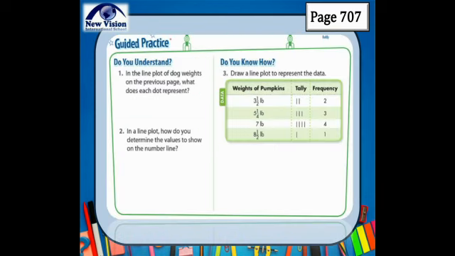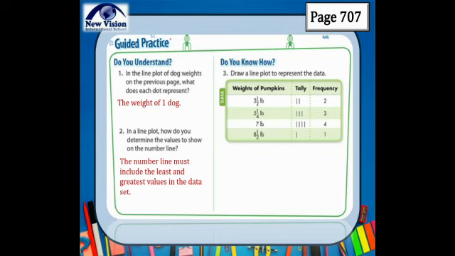Alright, let's move on to page 707. Let us answer guided practice. Number 1. In the line plot of dog weights on the previous page, what does each dot represent? Each dot represents the weight of one dog. Next, number 2. In a line plot, how do you determine the values to show on the number line? The number line must include the least and greatest values in the dataset.